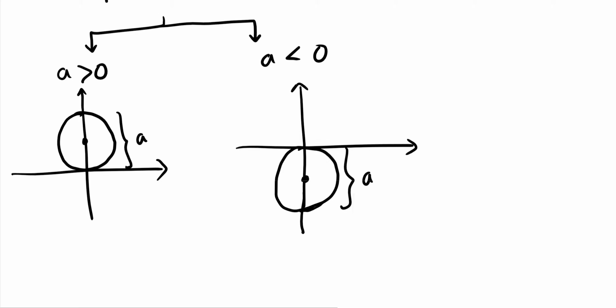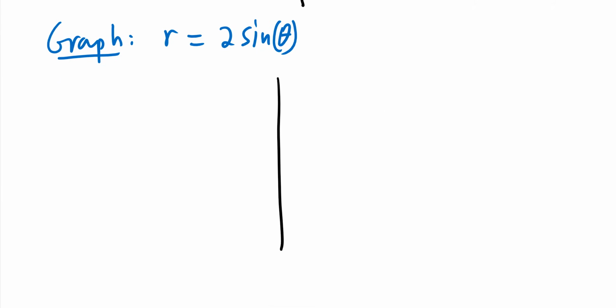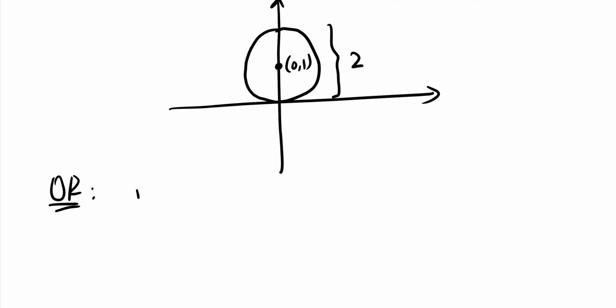Let's look at an example. Let's say I want to graph r equals 2 sine theta. Notice a is 2, it's positive. So that's going to fall above the polar axis. It's going to be a circle above the polar axis with diameter 2. So this means the center is (0, 1), like that. That's the graph, done with this graph. Or you might graph it another way. There are two other methods to graph this.